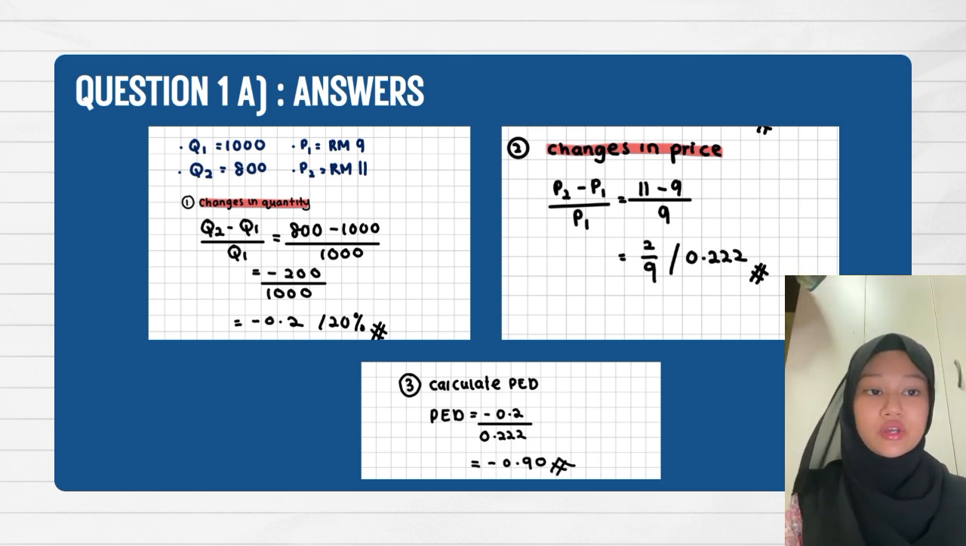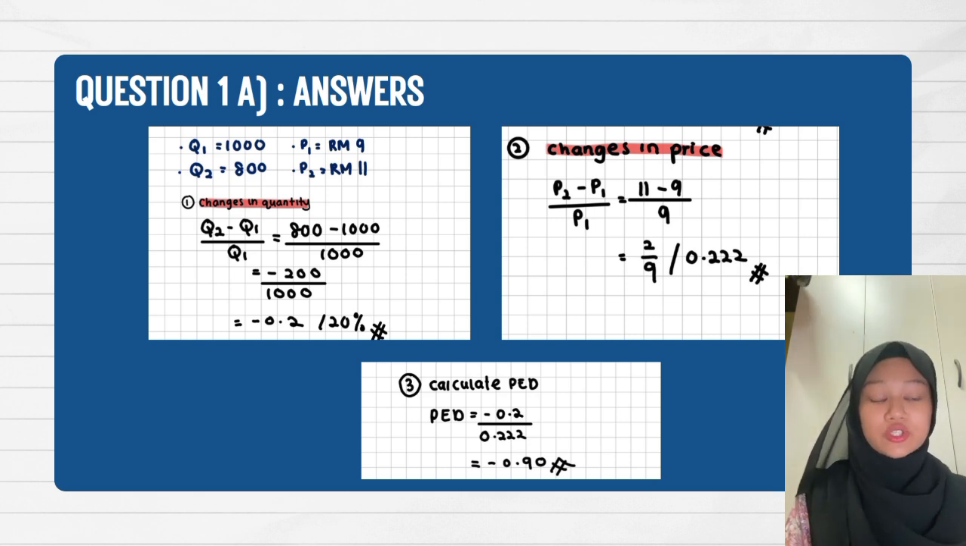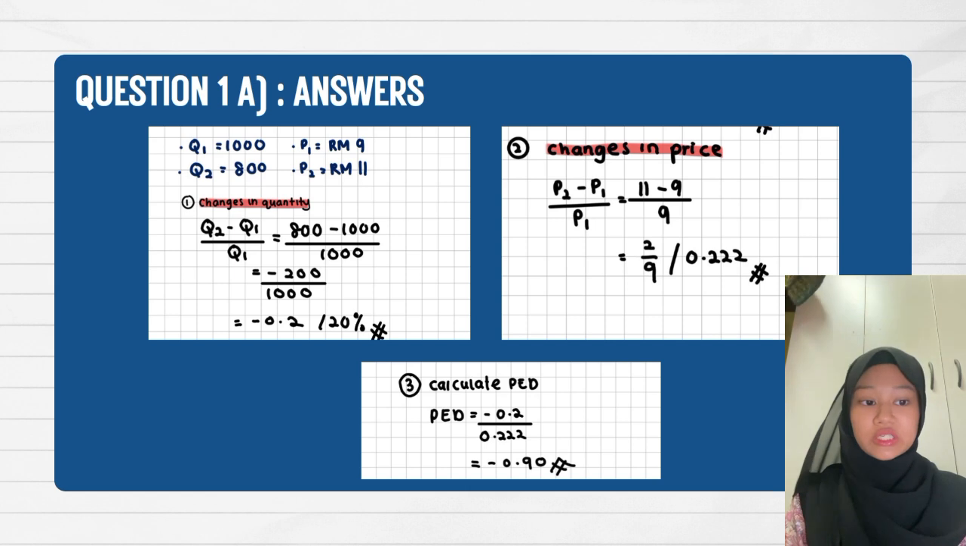Okay, so the last step to calculate PED is you take the final amount of change in quantity and divide it by the final amount of change in price. So we know that the final answer for the change in quantity is negative 0.2, and we divide it by the final answer for the change in price, 0.222, and the final answer of PED is negative 0.9.